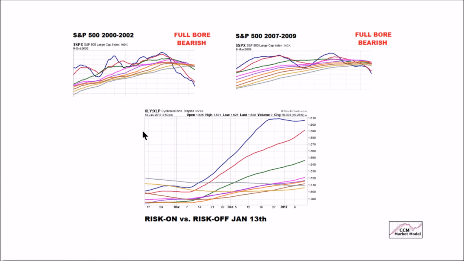The same concepts apply to risk-on, risk-off ratios. In this case, we're looking at consumer discretionary XLY relative to XLP or consumer staples. And we also have that constructive look. This really doesn't look anything like this or this.